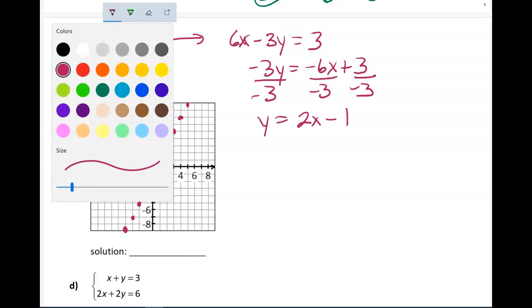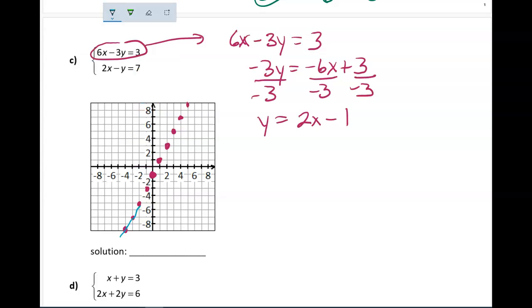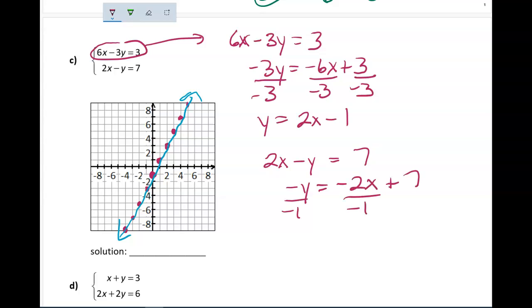So now I'm going to connect those points. Use a different color here, just so we can see it better. All right, now let's check out the second equation. That's 2x minus y is equal to 7. Let's subtract off 2x from both sides and divide by -1. And we get y equals positive 2x minus 7.